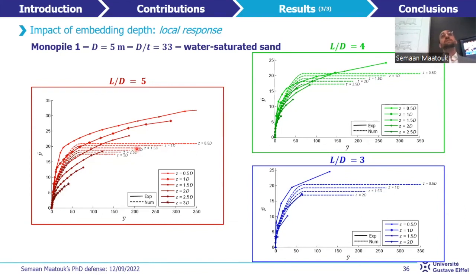Concerning the comparison between the experiments and the numerical results, for shallower depths, the numerical response is softer than the experimental ones. However, at deeper depths, the behavior is reversed. This is why, in contrast to the global response, the local response doesn't match reasonably well between the experiment and the numerical results derived from the PISA approach.